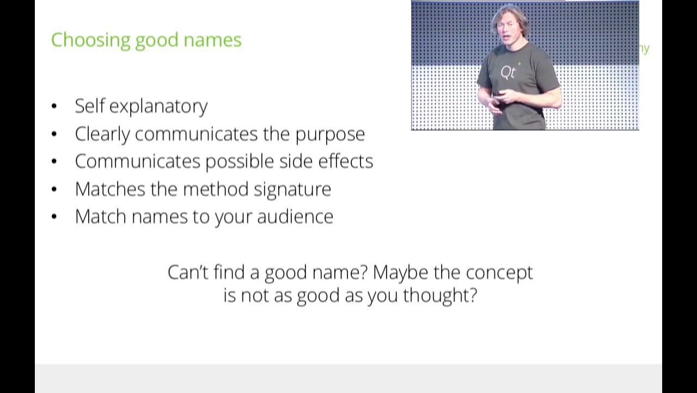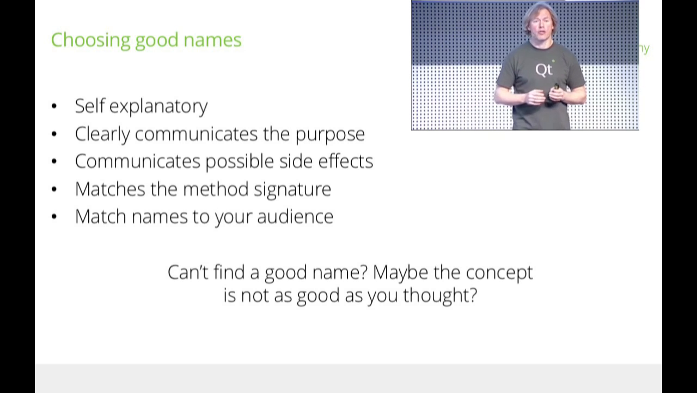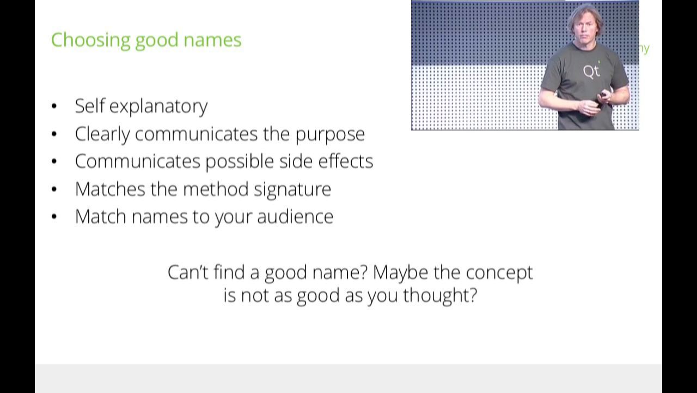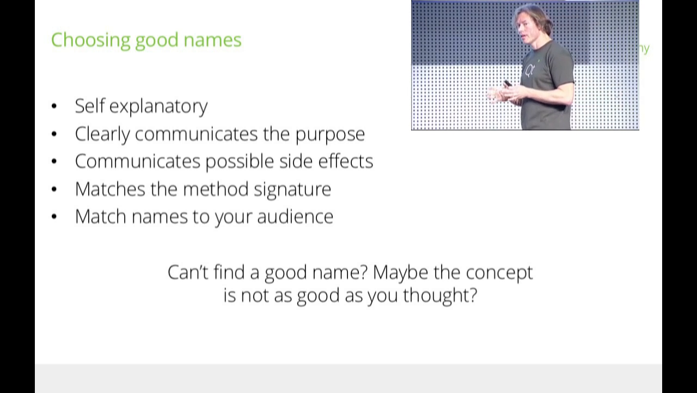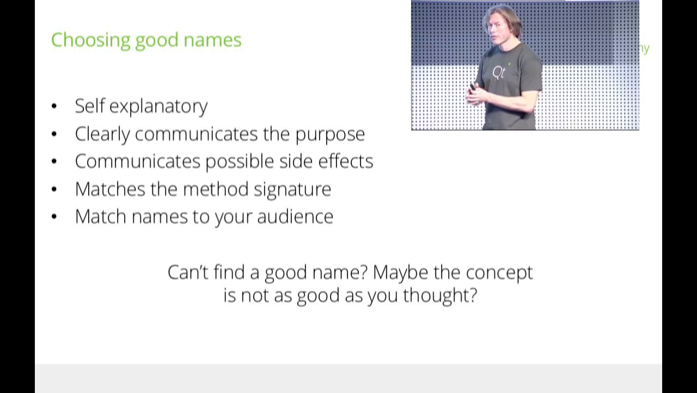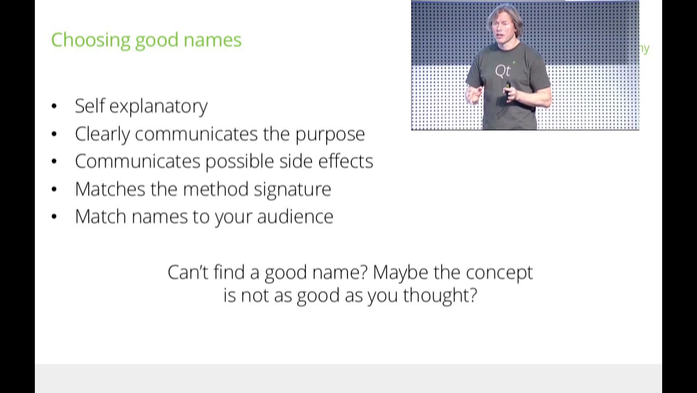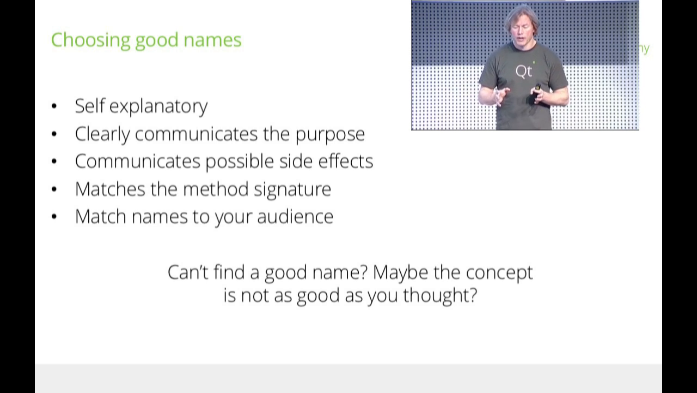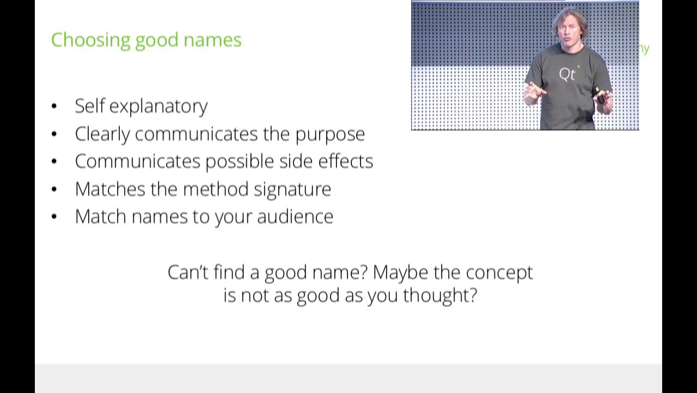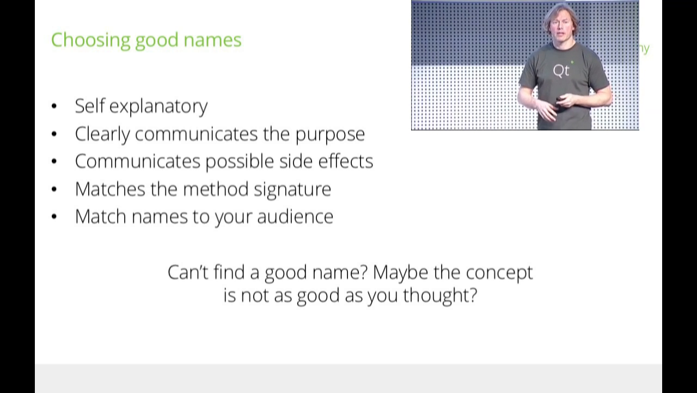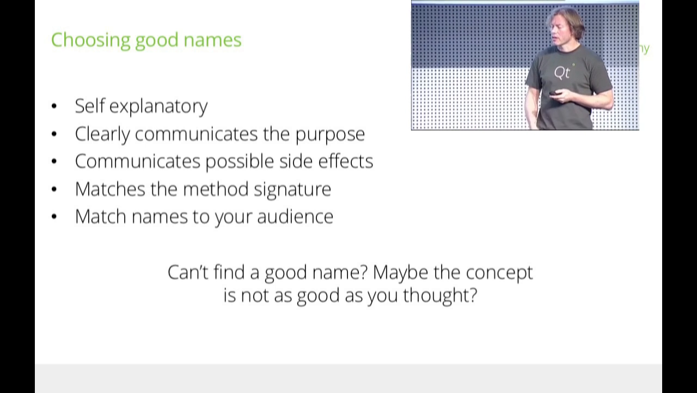And one more thing, if you can't find a good name, then take a step back and think about whether the concepts that you have are actually good enough. Because it usually shows that if you can't find a good name that matches what your API does or what your class is supposed to do, maybe you could do something different. You could split up that class into two, or refactor something, change the concepts a bit so that the name and the meaning of that class becomes clear.